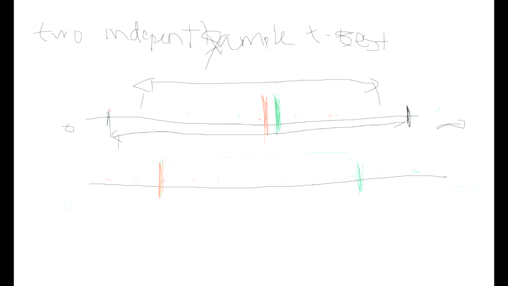Here in the second set of experiments, the variance of the red group is from here to here. So it's quite small, smaller than the first experiment. And the green group is like that. So the variance is quite small, right? The variance is quite small.